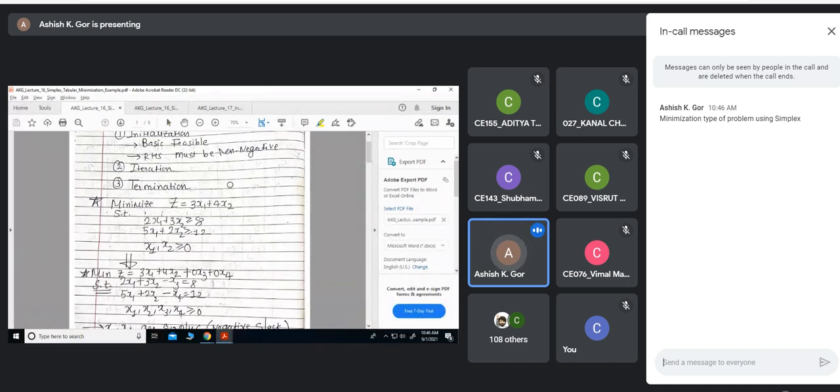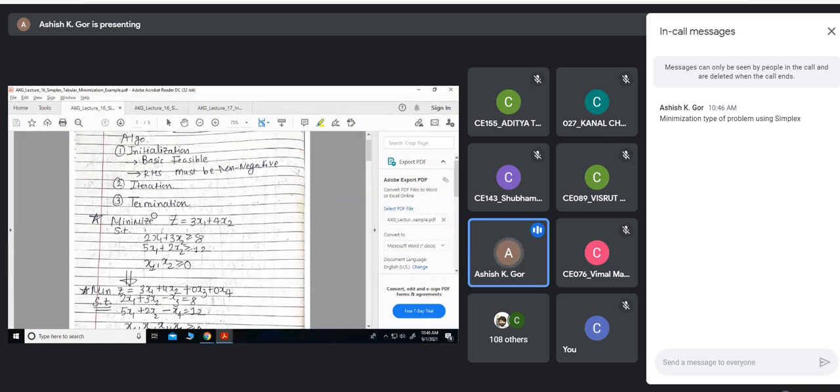Now let us take the problem. I want to minimize 3x1 plus 4x2, I want this to be as less as possible. And the constraints are 2x1 plus 3x2 greater than equal to 8 and 5x1 plus 2x2 greater than equal to 12, x1, x2 non-negative. Whenever you have a minimization type of problem, generally the constraints are greater than equal to. Usually, not always. And I want to find the minimum value of 3x1 plus 4x2 with respect to these constraints.